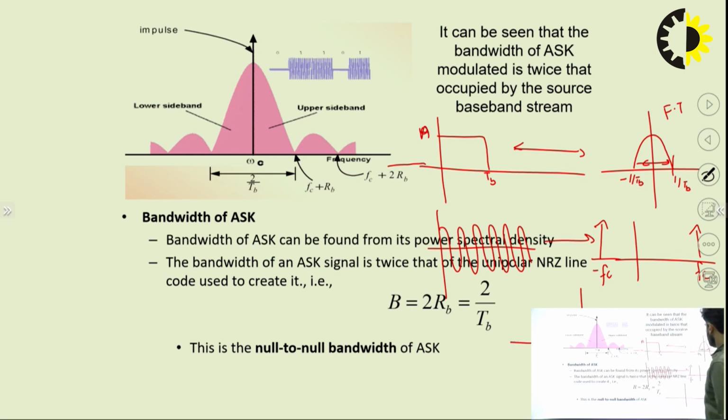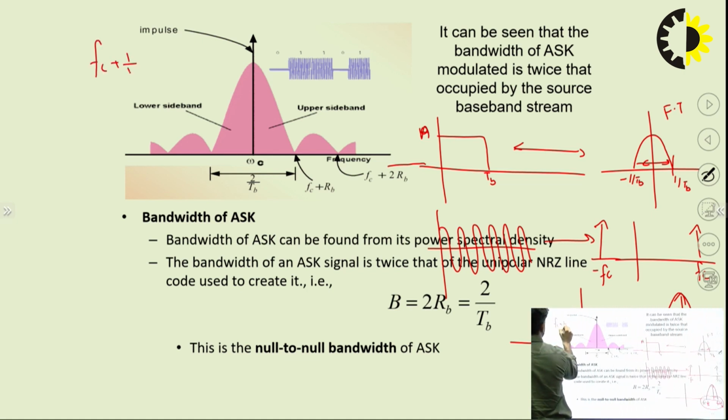The carrier will be replaced. This modulating signal comes over the carrier signal, that is, at fc plus 1 by TB and fc minus 1 by TB. Now we have to find the bandwidth. You can see the maximum and minimum range. So fc plus 1 by TB minus fc minus 1 by TB gives you 2 by TB, the bandwidth of ASK.